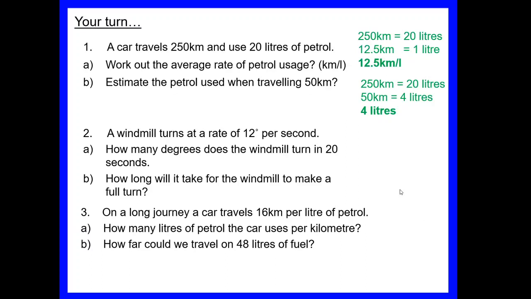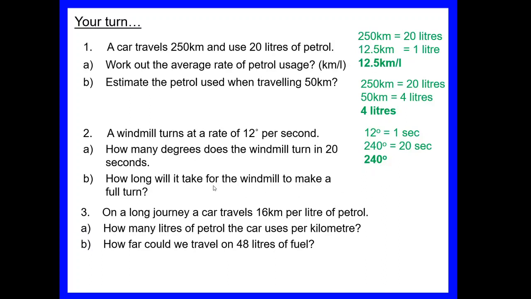For the next one then, we've got a rate of 12 degrees per second. So 12 degrees equals 1 second. And we want to know how far after 20 seconds. To get from 1 to 20, we've multiplied by 20. So we do the same the other side. 12 times 20 is 240 degrees.